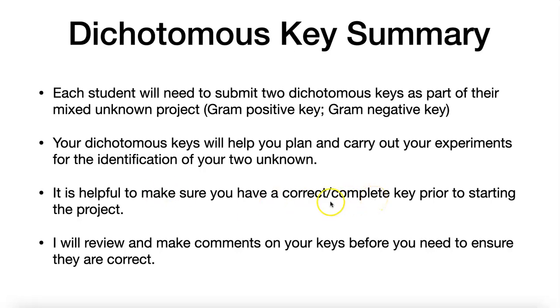And so it's really helpful to make sure that your dichotomous key is correct and complete before you start using it for this project. What I offer to students is there's an assignment link on Canvas, but it's currently set for 0 points. And that just provides you the opportunity to submit a dichotomous key before it's actually due with the mixed unknown. And I will look at it, review it, and make comments. Most importantly, if there are any mistakes, I'll point them out to you. And so you can correct them and make sure you're using a correct dichotomous key. Or if they are 100% correct, then you'll know that going in.